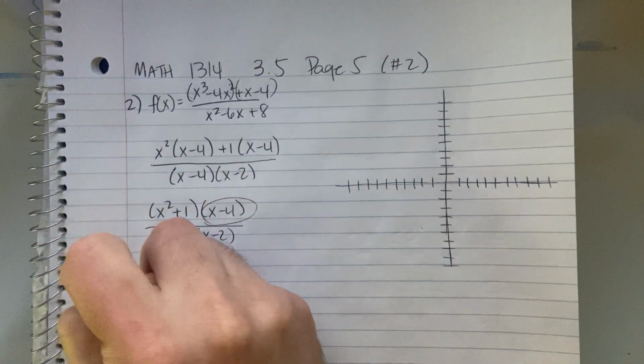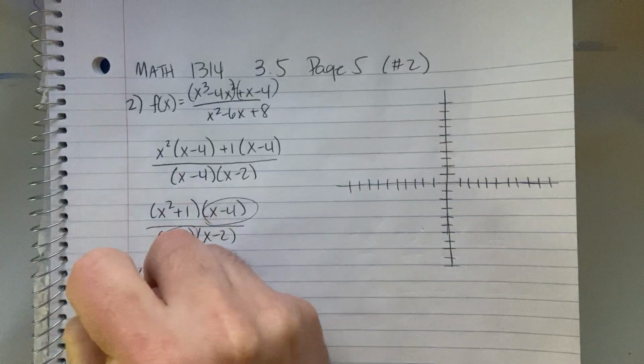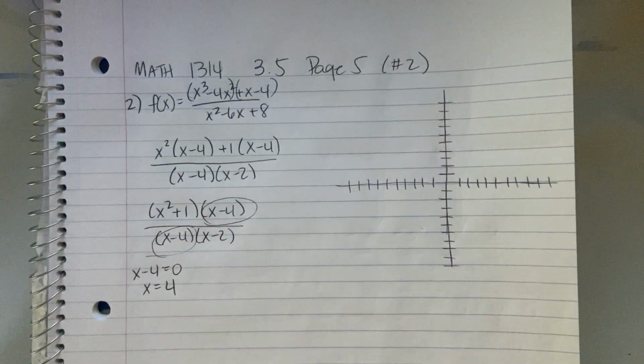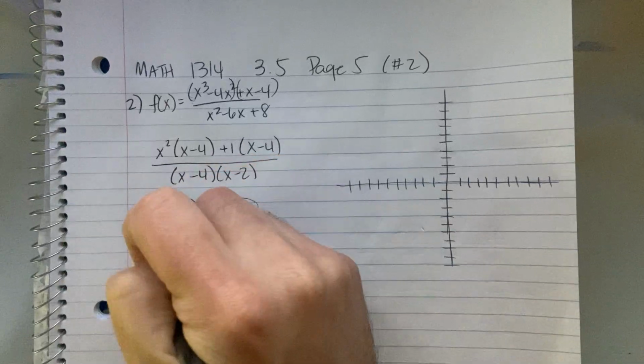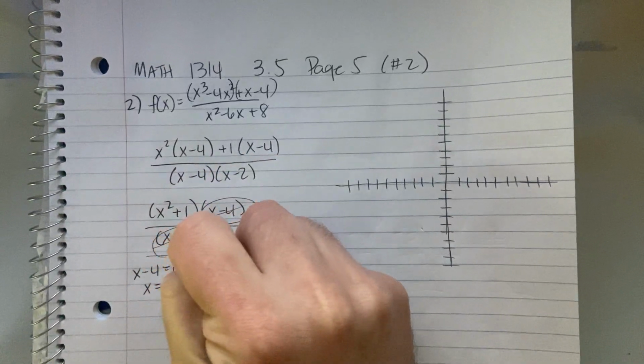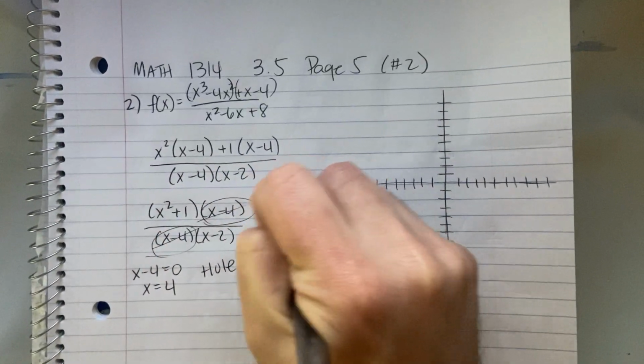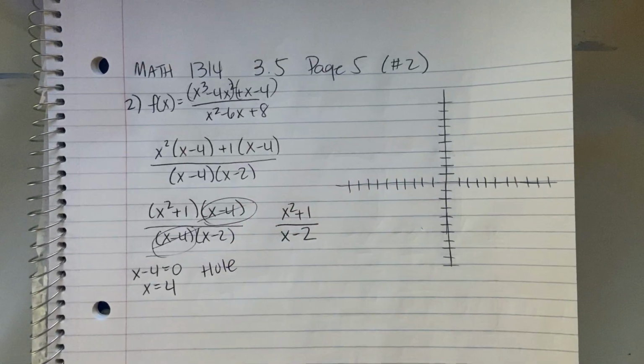This one is different because notice that these share x minus 4. So what does that mean? When x minus 4 equals 0, when x is 4, we have 0 divided by 0. So you cancel them out, it'll create a hole at x equals 4, but you can reduce the function to x squared plus 1 over x minus 2.